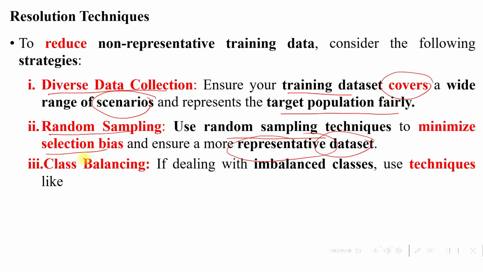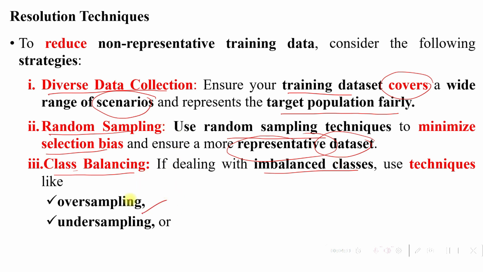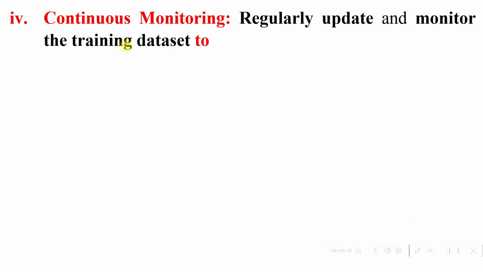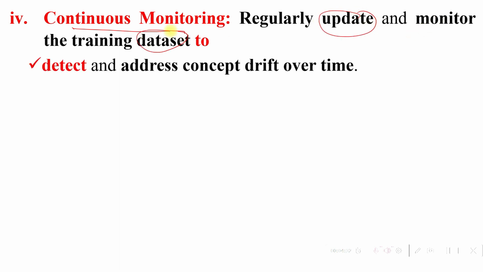Third is class balancing. If dealing with imbalanced classes, use techniques like oversampling, undersampling, or generating synthetic examples to balance the class distribution. The fourth is continuous monitoring of the data set. Regularly update and monitor the training data set to detect and address concept drift over time.